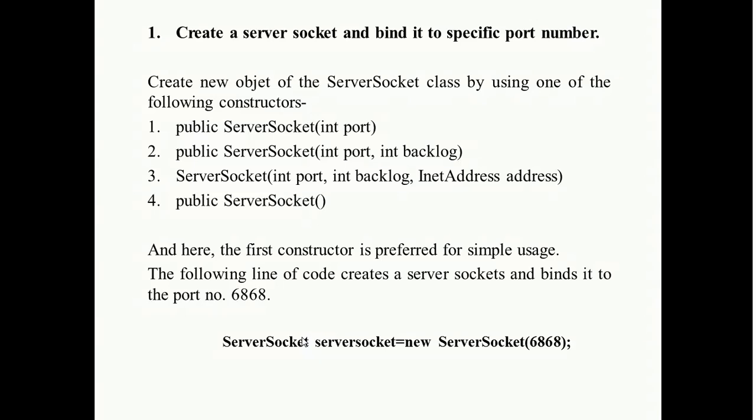The first constructor is mainly preferred for communication between the client and server. See one example to declare or create a server socket object. The following line of code creates a server socket and binds it to port number 6868. ServerSocket object: ServerSocket ss = new ServerSocket(6868). This statement creates a server socket object and binds it to port number 6868.